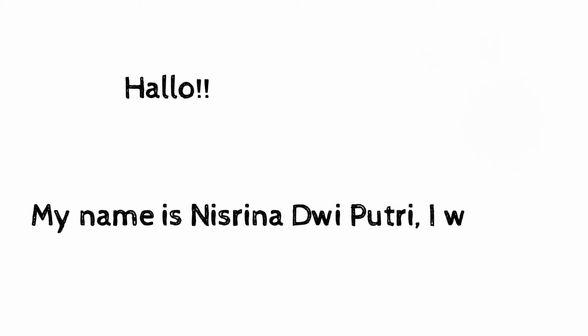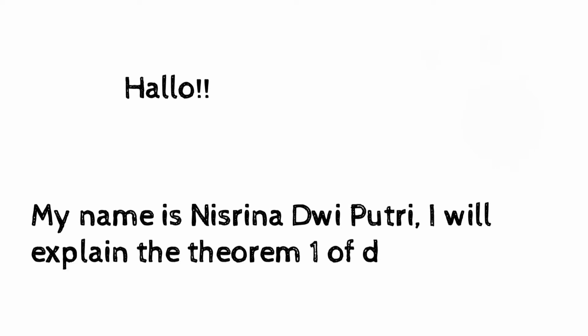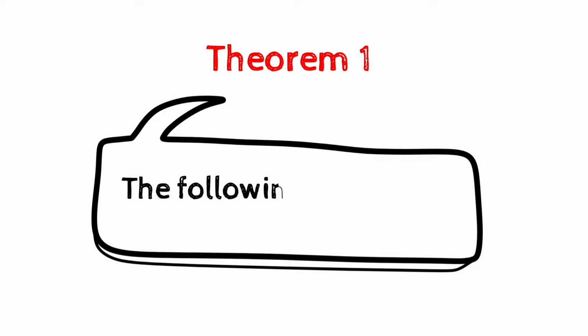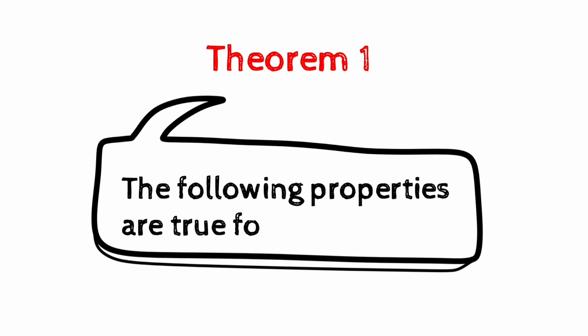Hello guys, I will continue the explanation from my previous friend. My name is Nisrina Dwi Putri. I will explain Theorem 1 of divisibility. What does Theorem 1 say? Theorem 1 says the following properties are true for all A, B, C members of the integers.